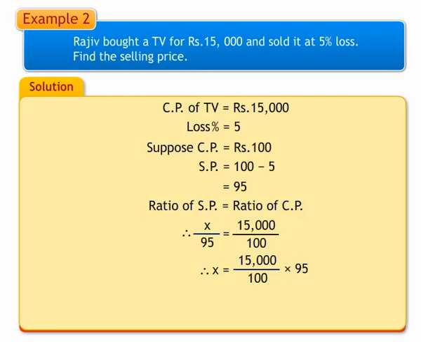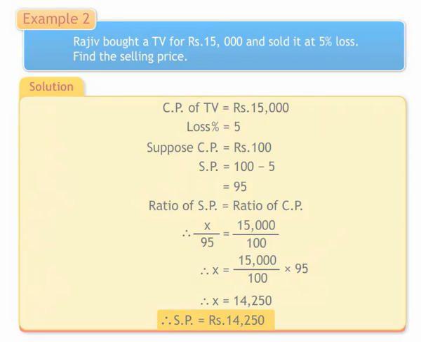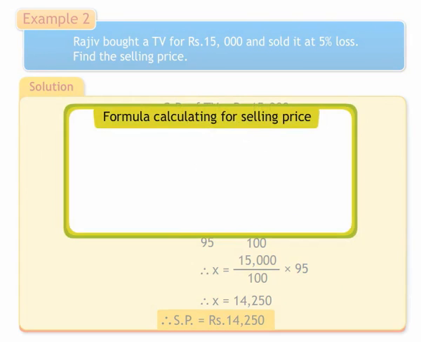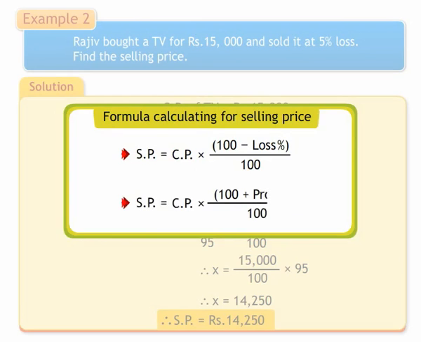This is equal to 14,250. Thus, selling price is rupees 14,250. Formula for selling price is as follows. Selling price is equal to cost price into bracket 100 minus loss percent upon 100, or cost price into bracket 100 plus profit percent upon 100.